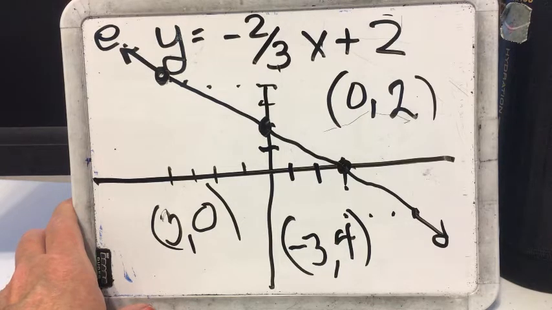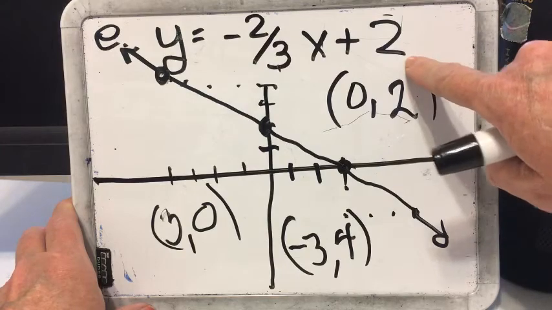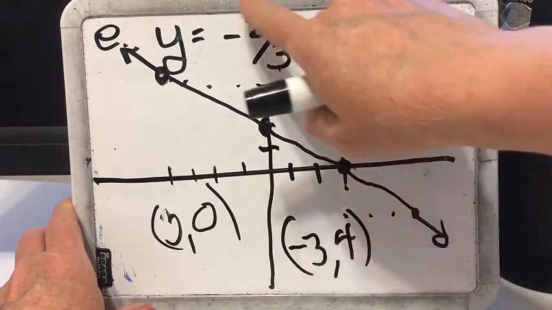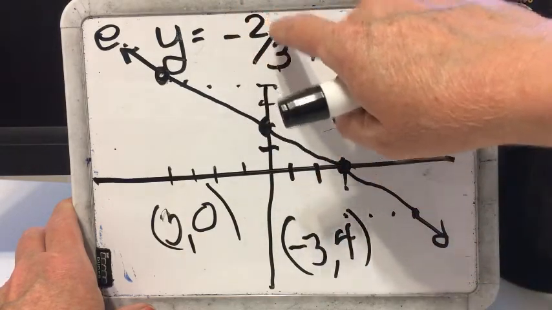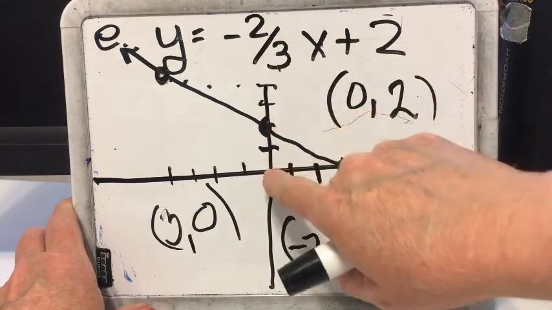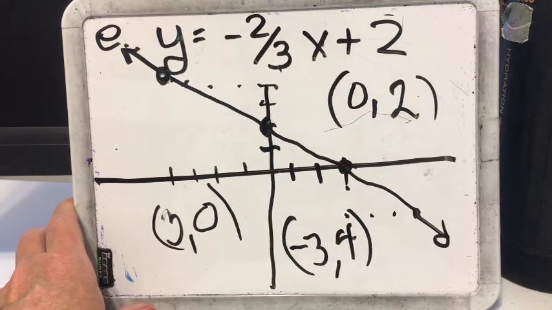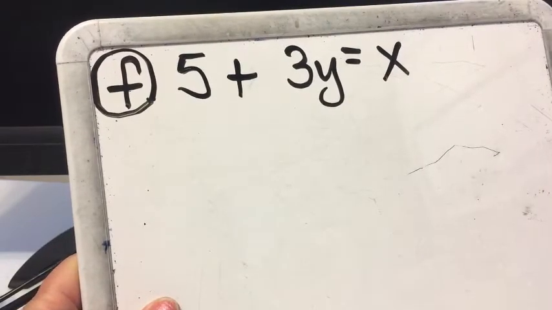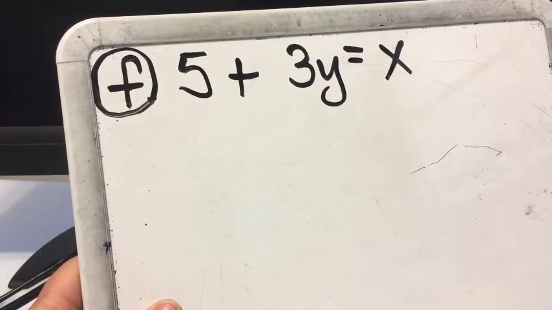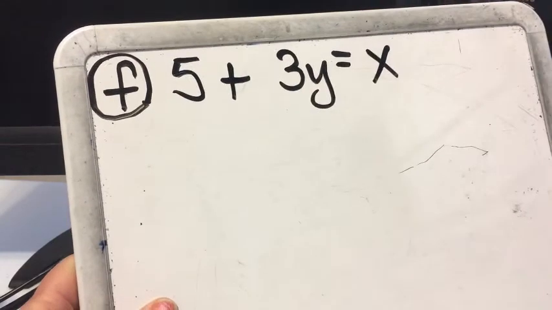The easiest way is to take your y-intercept, plot it, take your slope. Remember that's rise over run, down 2, right 3. And there you have it. Okay, so this is practice F, the last practice in lesson 75. This has been a long lesson.